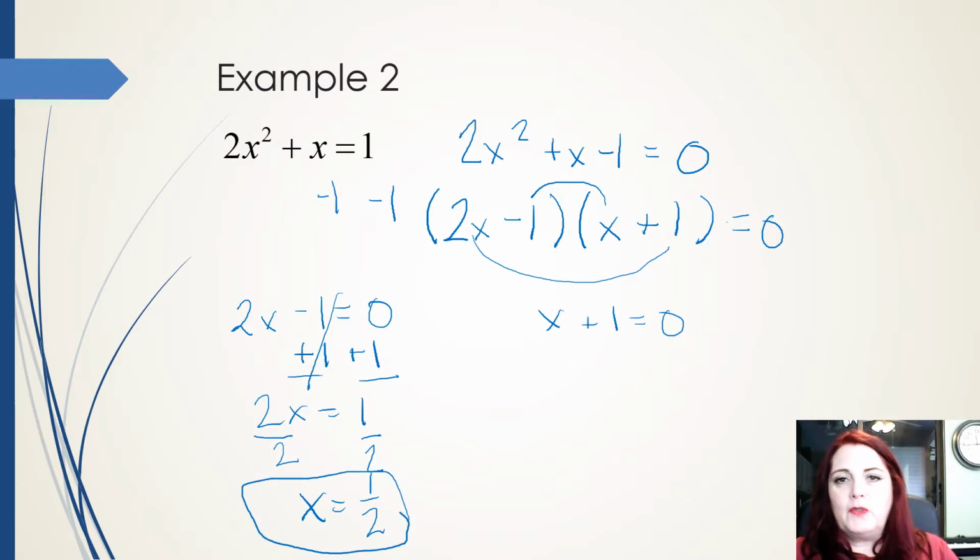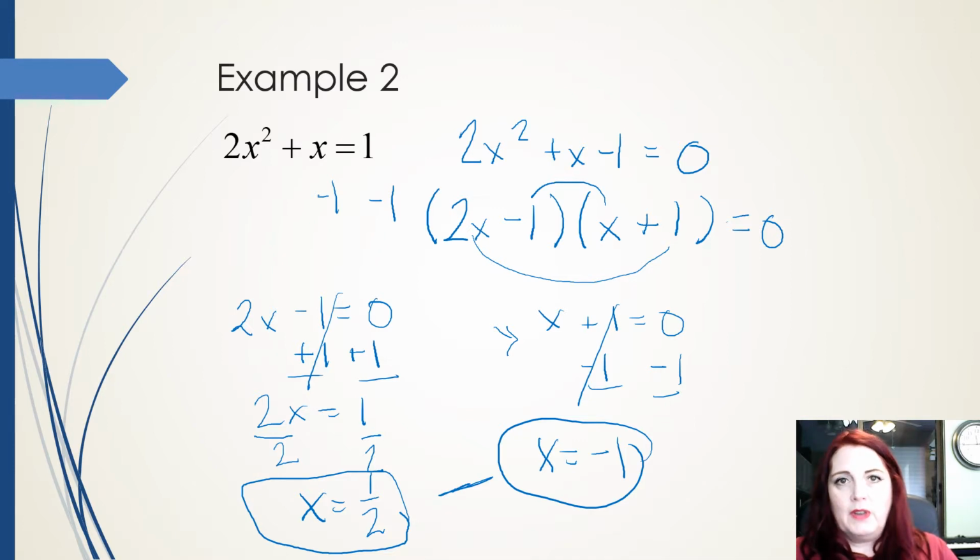Then we're going to solve this one for x, and we're going to subtract 1 from each side. And we get x is equal to -1. So these are our two answers, 1/2 or -1.